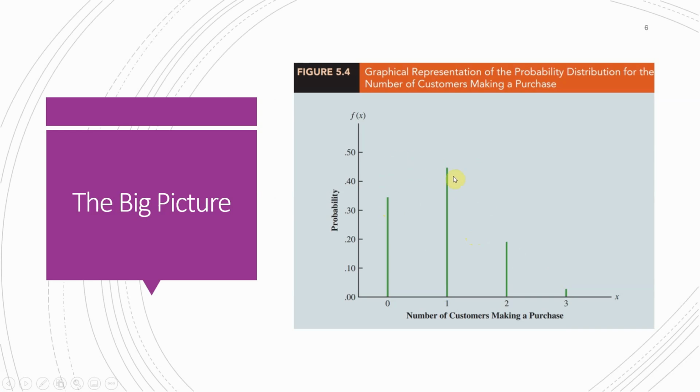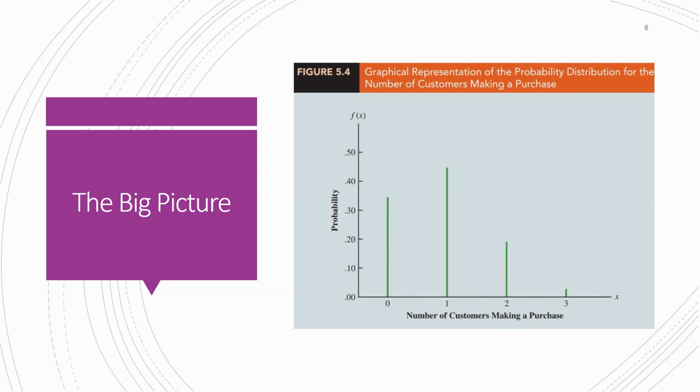Well, actually, this is a graphical representation of it, but basically the probability distribution would say for 0 the probability is about 0.35. For 1, it's about 0.45. For 2, it's about 0.20, and then whatever it is for 3. Again, we have the random variable X, which is the number of customers making a purchase. It takes on 4 different values, and then the probability distribution says for that random variable, what are the probabilities associated with those values. So that's the big picture.